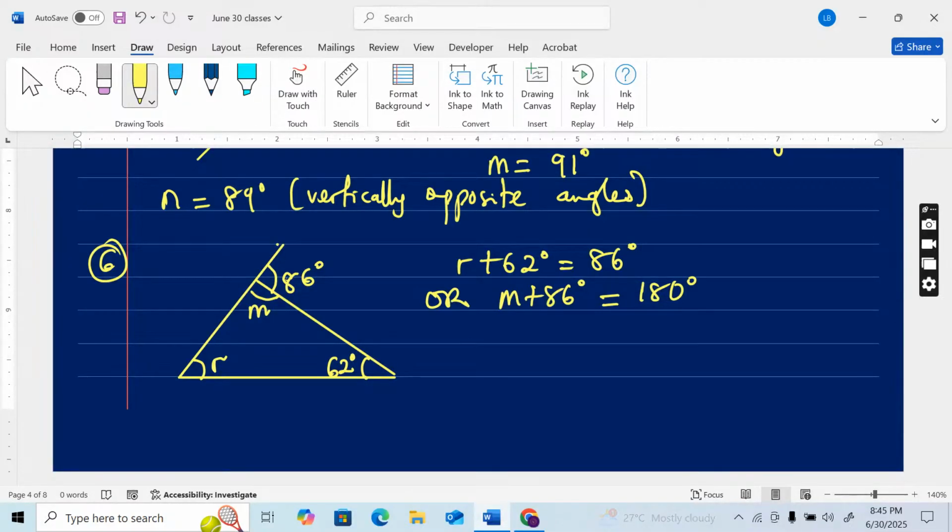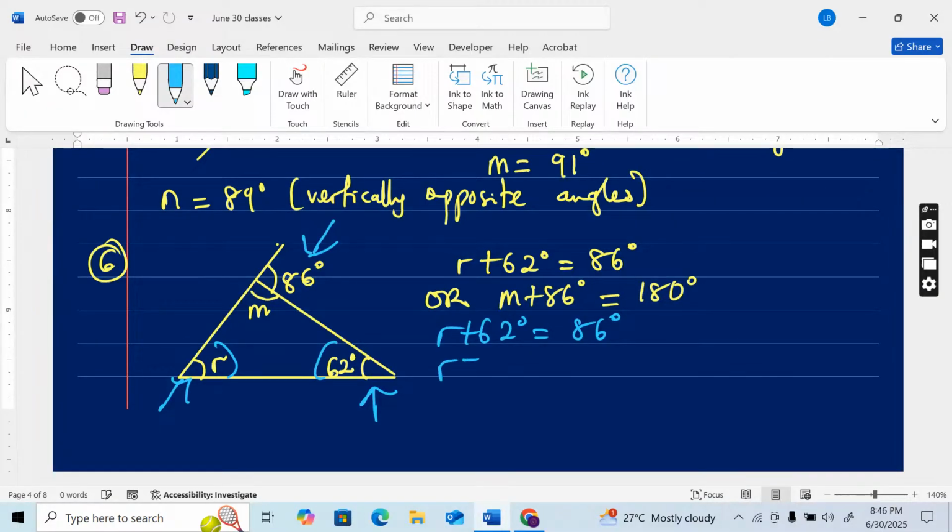Now let's start with the first one, which is R plus 62 degrees is equal to 86 degrees. The reason is that these two opposite angles are facing the exterior angle. The exterior angle is 86 degrees, and the interior angles facing the exterior angle are R and 62. So adding these two together will give us the exterior angle. R is equal to 86 minus 62 degrees. R is equal to 24 degrees. So the value of R is 24 degrees.